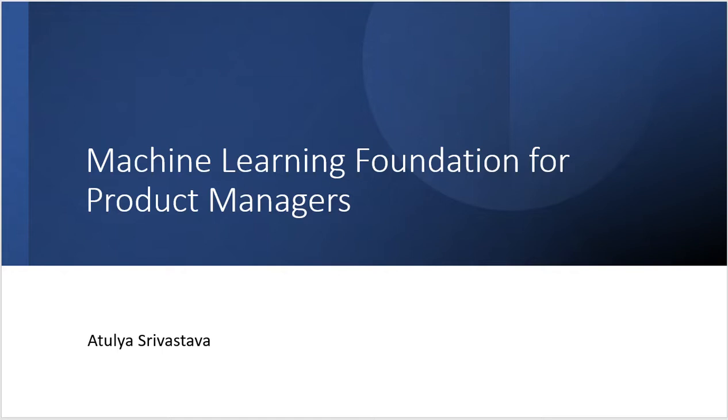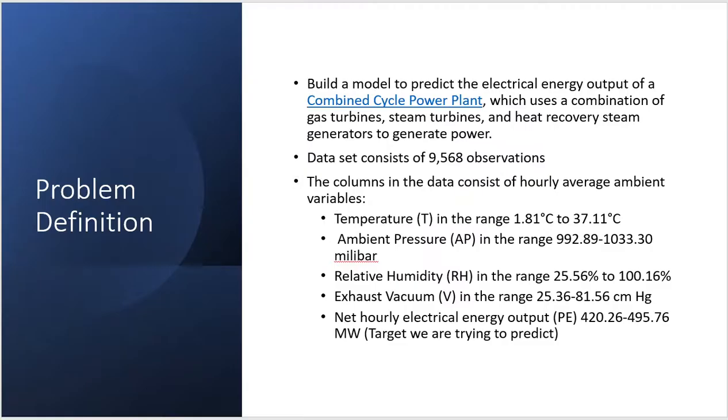Final assignment. So the problem that we are looking at here is to predict the electrical energy output of a combined cycle power plant using the four features that are provided to us. And the features that they've given us are temperature, ambient pressure, relative humidity, exhaust vacuum, which are collected on an hourly basis that will be used to predict the electricity output.